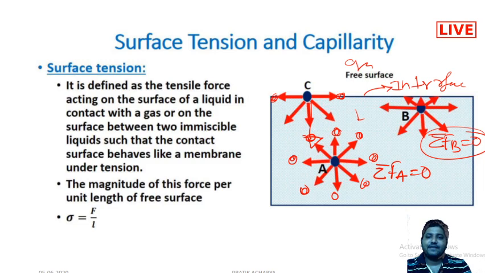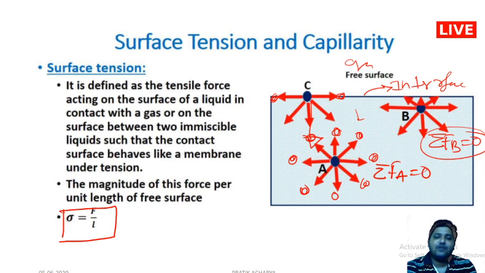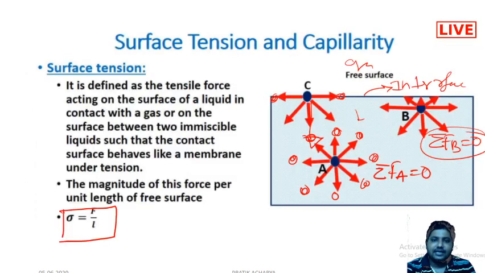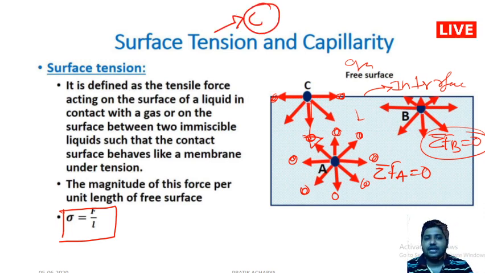When the free surface is under a tensile force, like a stretched membrane, the surface tension can be defined as the force per unit length of the fluid. Remember, surface tension is due only to the cohesive force.